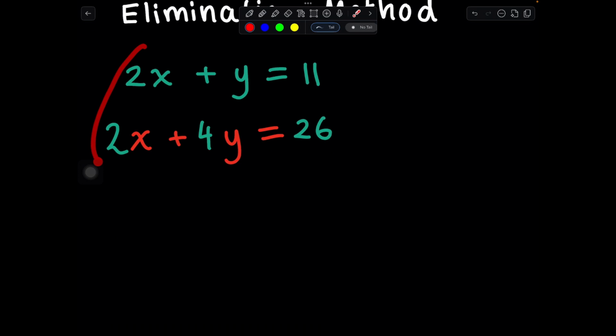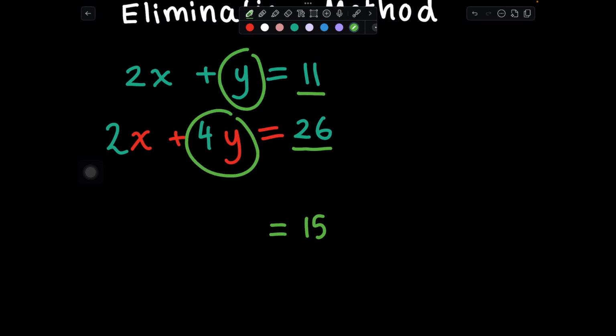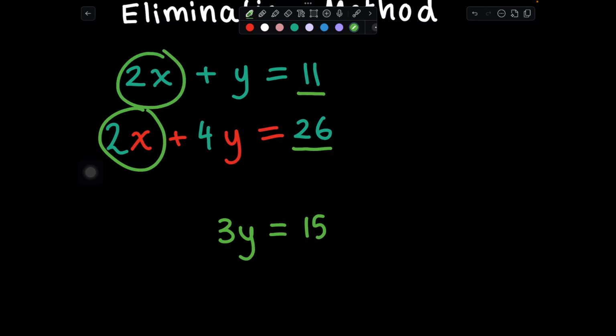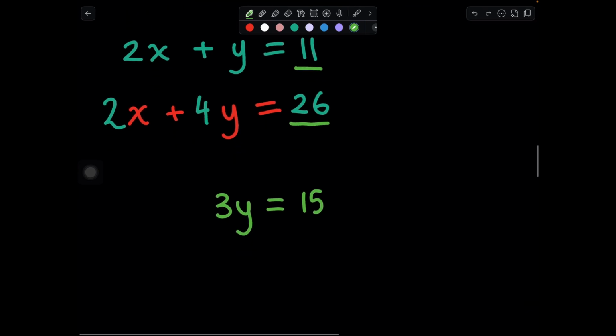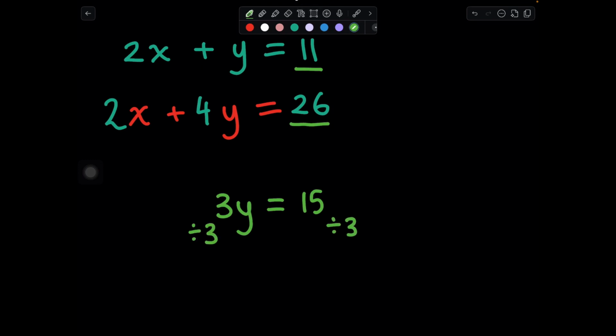Now that you can see that I've matched my x's, what you can do is minus one of the equations from the other one. So what I'm going to do is 26 minus 11, that gets me 15. Then you can do 4y minus y, that gets you 3y. And 2x minus 2x gets you 0, and that's why it's called the elimination method, because now we don't have to worry about x's and we can just solve for y here. Next, what we do is we divide both sides by 3. So dividing this side by 3 and dividing this side by 3 gets rid of the 3 on this side, and you're left with y equals 5.